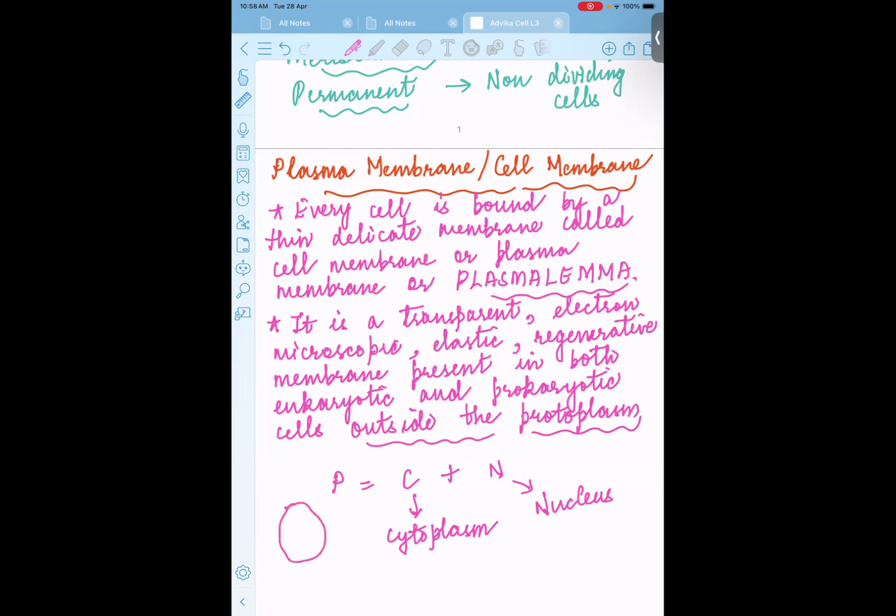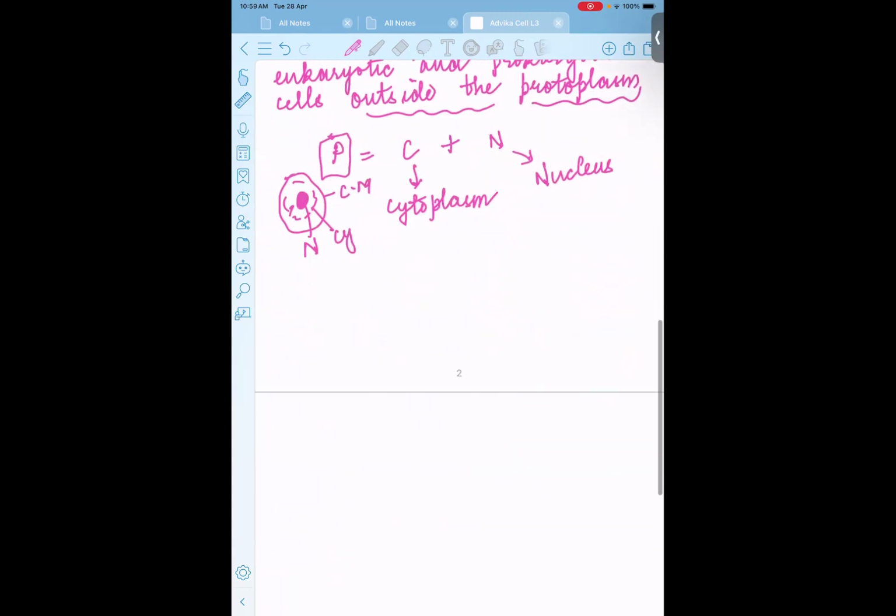Suppose this is a cell here, and this is the cell membrane. The center part is called the nucleus, and surrounding the nucleus will be the cytoplasm. So you can see in the diagram itself, the nucleus is in the center, next to the nucleus is the cytoplasm, and outside that is the plasma membrane. So that is how they are present outside. The protoplasm is the living component of the cell, which includes the cytoplasm and nucleus. When we talk about both components together, we call them protoplasm.